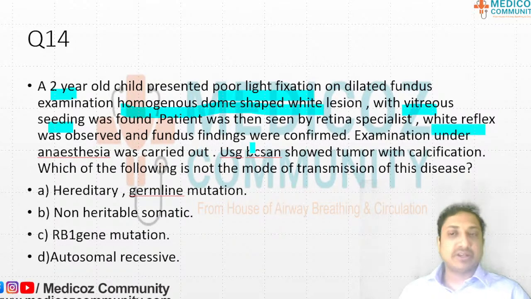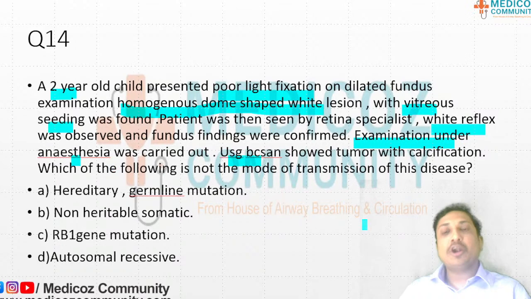The fundus findings were confirmed. Examination under anesthesia, which is also called EUA, was carried out. USG B scan showed tumor with calcification. Okay, so B scan has been done. Examination under anesthesia has been done. Which of the following is not the mode of transmission of the disease? Okay, so first of all, which disease are we dealing with here?